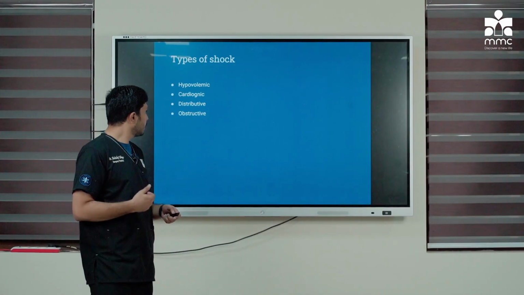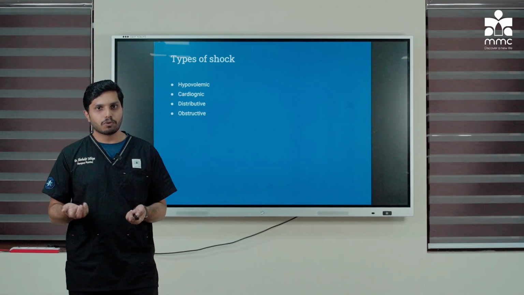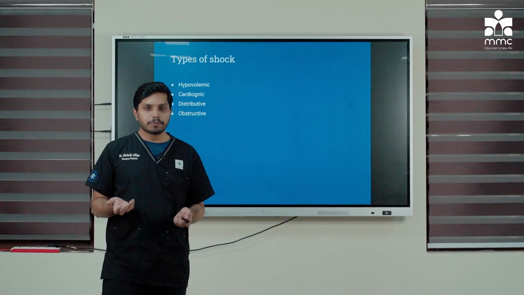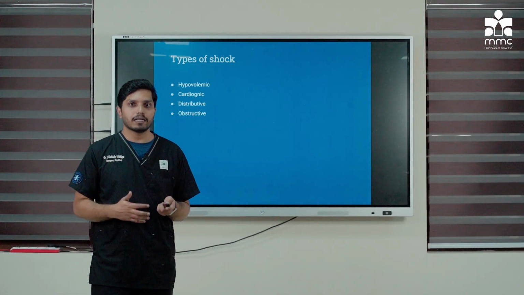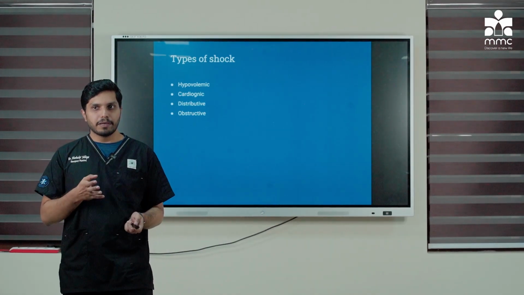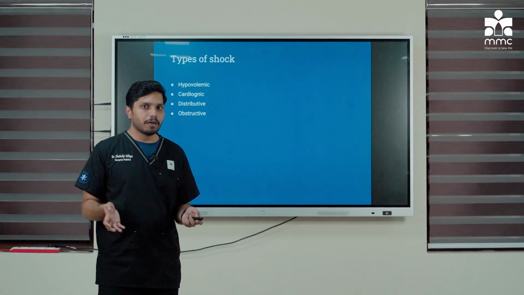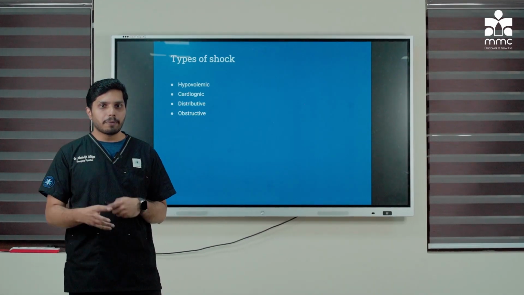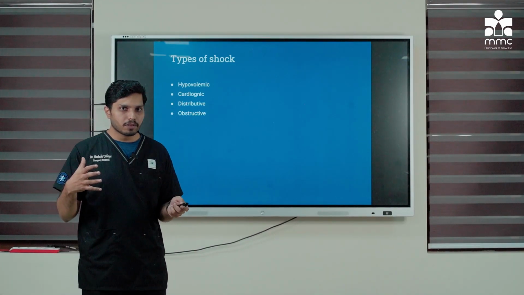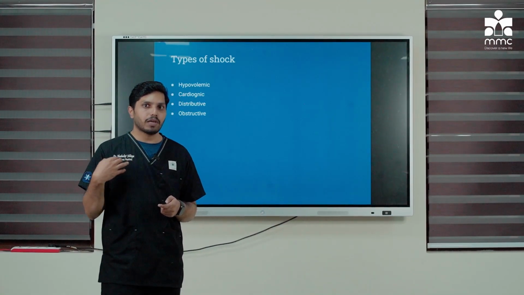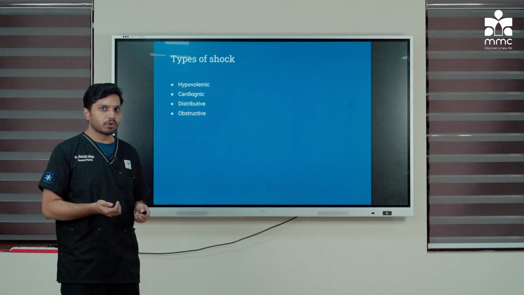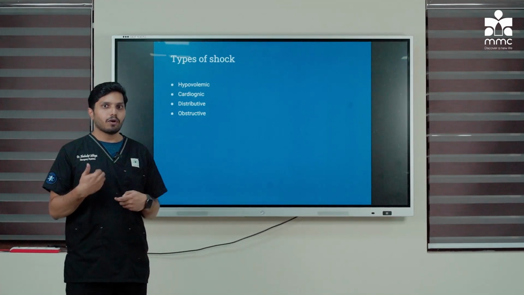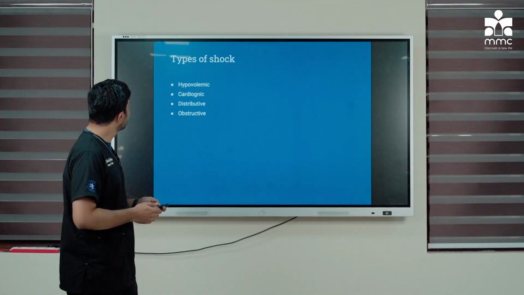Then another thing is called obstructive shock. What is obstructive shock? In obstructive shock, the intravascular volume, the heart, and the peripheral vessels are normal, but the heart cannot pump the blood because of an obstruction to the function of the heart. We will discuss the details about the types of obstructive shock and how we can treat the patient also.